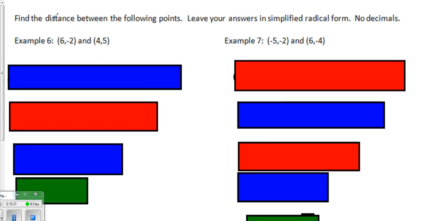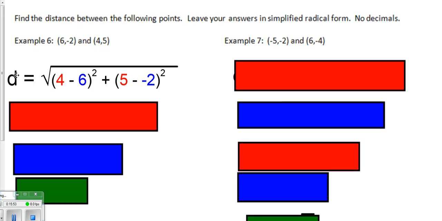So again, find distance between the following points. Leave your answers in simplified radical form, no decimals. So in these ones, you can't use your calculator to figure out that end decimal point. You can use your calculator just on the inside part. So if it was our distance, we just plugged in all of these pieces, 4 and 5 at the front, 6 and -2 at the back.